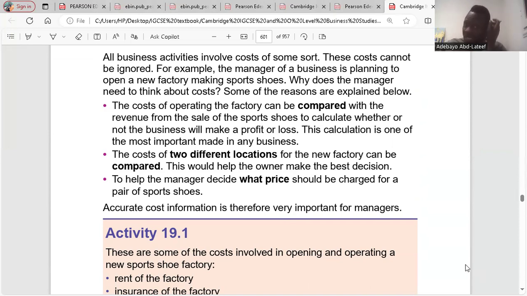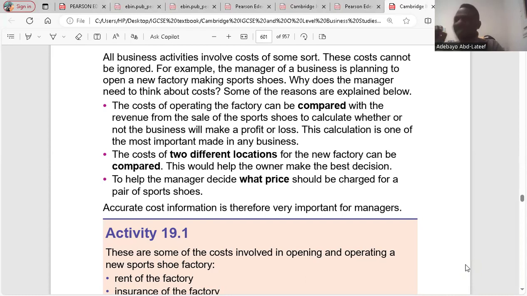For example, the manager of a business is planning to open a new factory making sports shoes. Why does the manager need to think about costs? Some of these are explained below. The cost of operating the factory can be compared with the revenue from the sales of the sports shoes to calculate whether or not the business will make a profit or loss. This calculation is one of the most important made in any business.